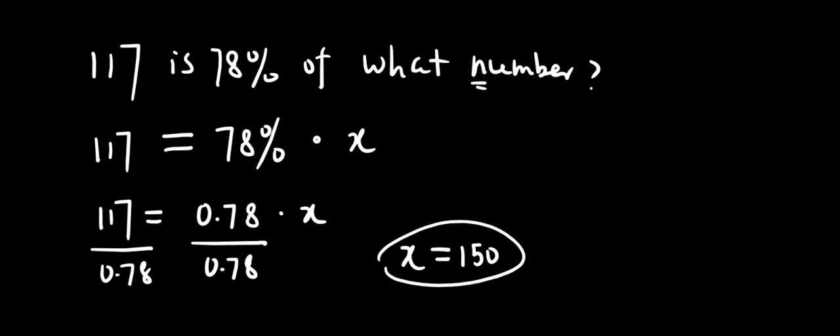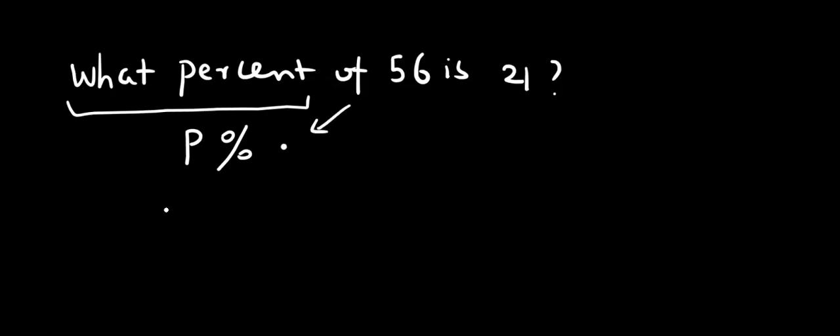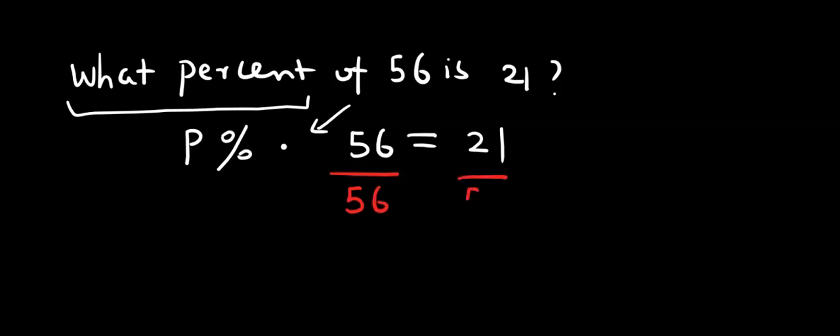And circle your solution. Okay, our next question is what percent of 56 is 21? So we're going to translate this part. What? We don't know. Percent, we just call it p percent of 56 is 21. So in order to find what I don't know, this percent, we can call it p. We can put a question mark here. We're going to find it out simply by divide by 56 each side.